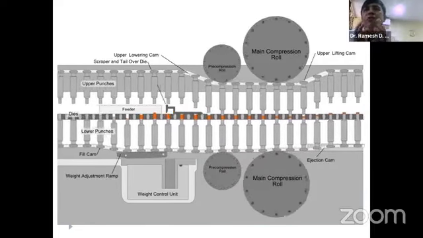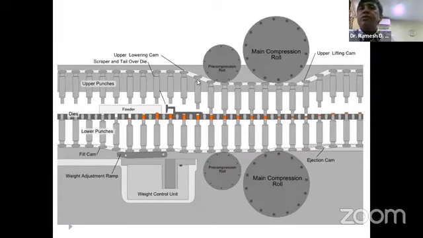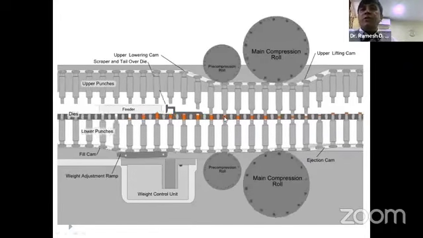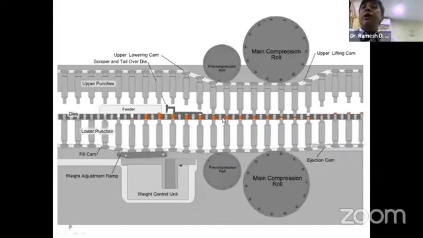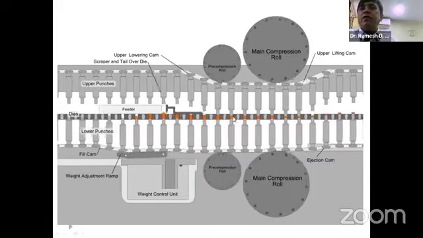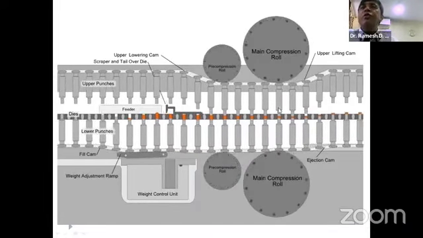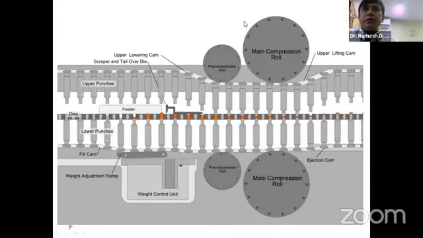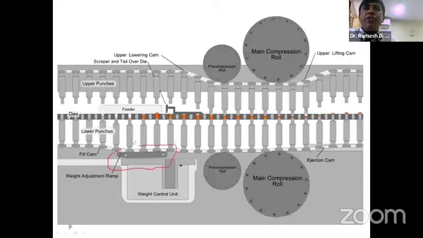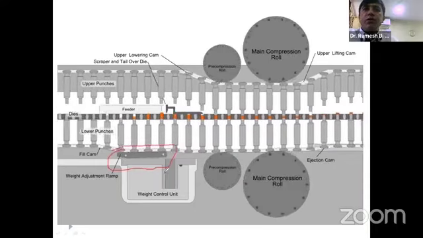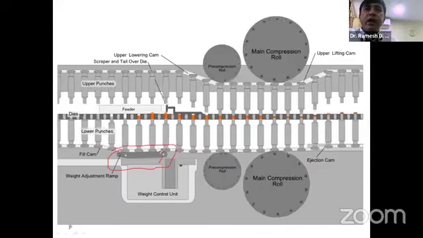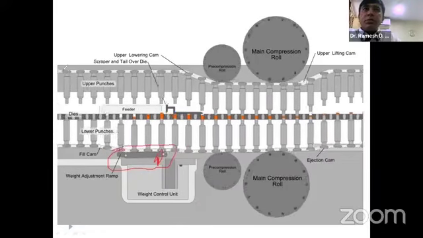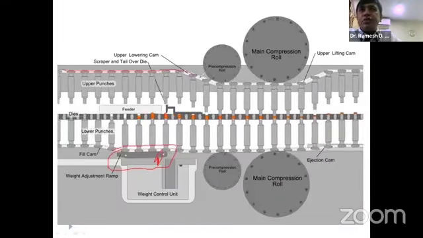So to avoid that, we go for pre-compression. The pre-compression roller is a smaller roller which imparts lesser pressure, but it will expel the air. So the air which is present will be expelled, and then we go for main compression. This is the main compression roller, and this is the weight adjustment knob. Okay, the weight control unit. We can adjust the height of this ramp. This is the punch track which will guide the punch.